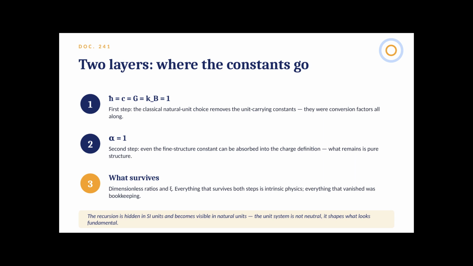Slide 5. Let's strip physics down in 2 steps. Step 1, the classic move physicists already make: set h bar, c, G, and kB all equal to 1. That's Planck's constant, the speed of light, the gravitational constant, and Boltzmann's constant. They're all conversion factors, and setting them to 1 makes them vanish. Step 2, the bolder one: even alpha, the fine structure constant, about 1 over 137, the strength of electromagnetism, can be absorbed into how we define charge.